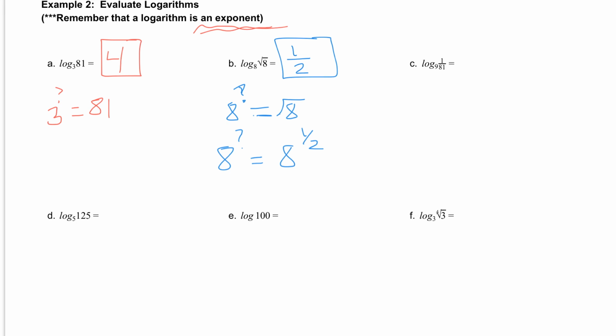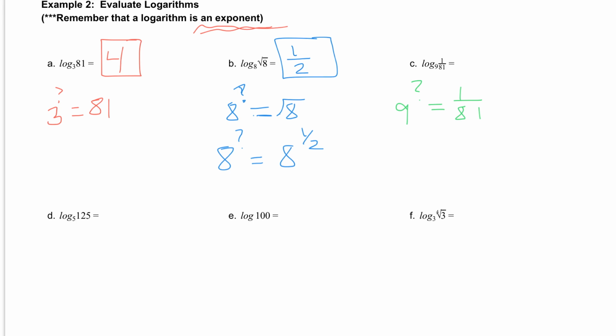If I take a look at part C, my base is 9, and I'm thinking 9 raised to something has to equal 1 over 81. Now, in order to get a whole number base to be a fraction, I need a negative exponent. So that's the case every single time. You might want to write that down. Anytime you go from a nice whole number to a fraction, your exponent must be negative.